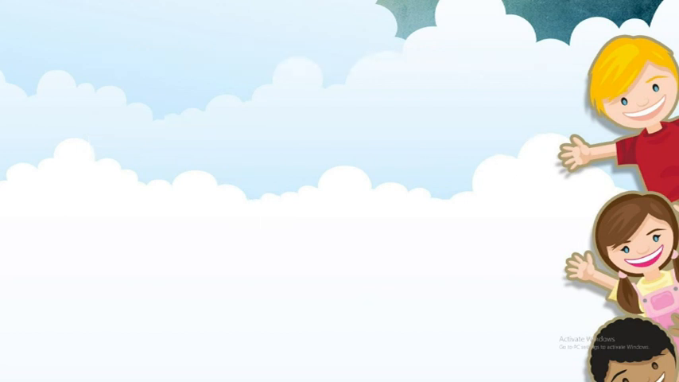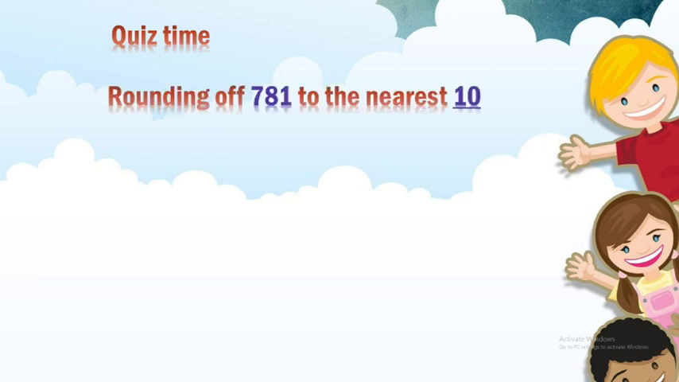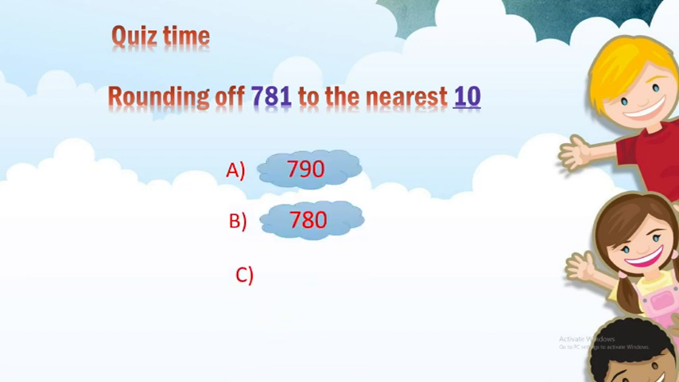Students, now let's have some fun. Okay, this is your quiz time. Now I am going to show the first question. Rounding off 781 to the nearest 10. I will show options. You have to tell the correct answer. Okay? This number you are going to round off to the nearest 10.